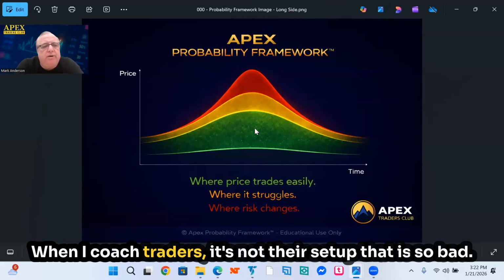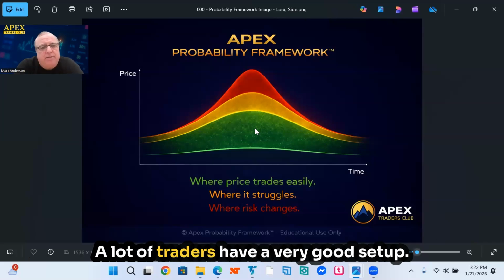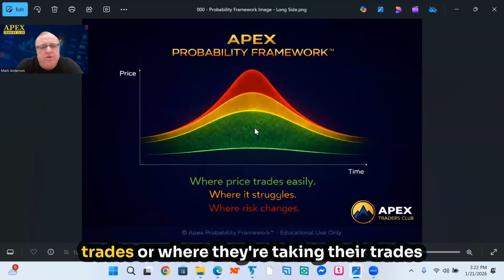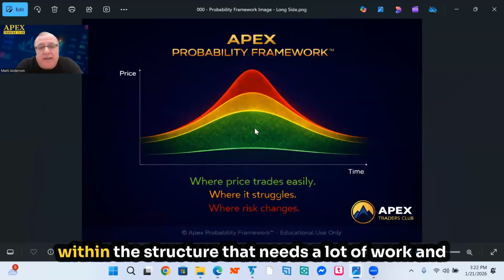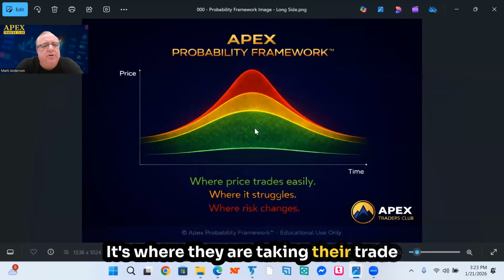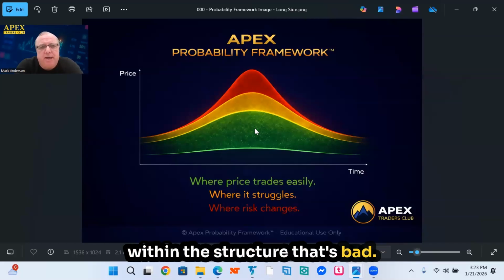When I coach traders, it's not their setup that is so bad. A lot of traders have a very good setup. But what I find is it's where they're placing their trades within the structure that needs a lot of work and often can be very disastrous to a lot of traders. It's where they are taking their trade within the structure that's bad.